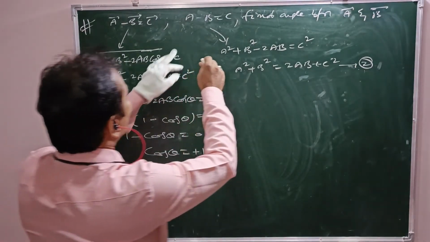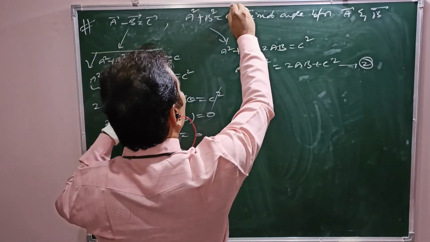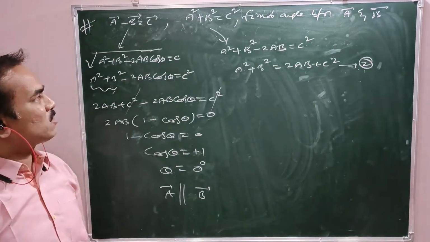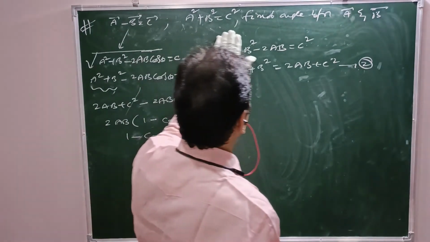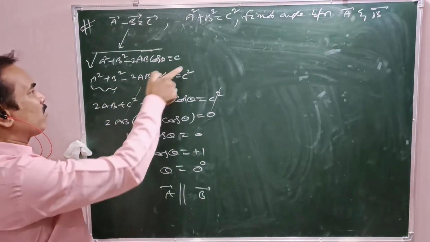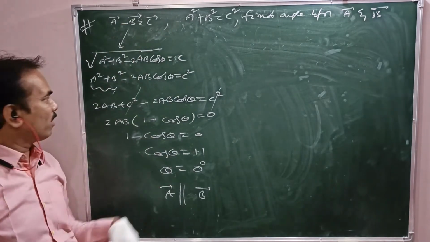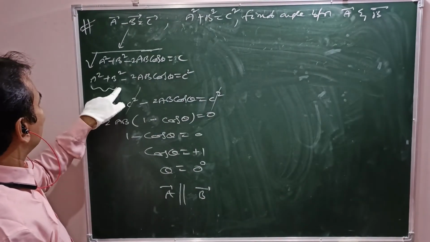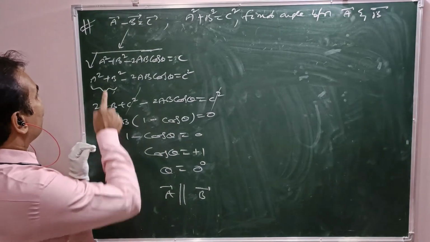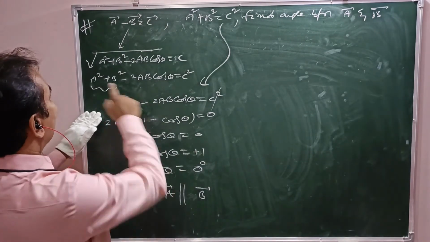A small variation this time, that is A square plus B square equal to C square. See, A bar minus B bar equal to C bar, but A square plus B square equal to C square. Right? Now, A bar minus B bar equal to C bar means C equal to square root of A square plus B square minus 2AB cos theta. Okay. I am squaring both sides. A square plus B square minus 2AB cos theta equal to C square. Root disappears. What is A square plus B square? This time, A square plus B square means C square.